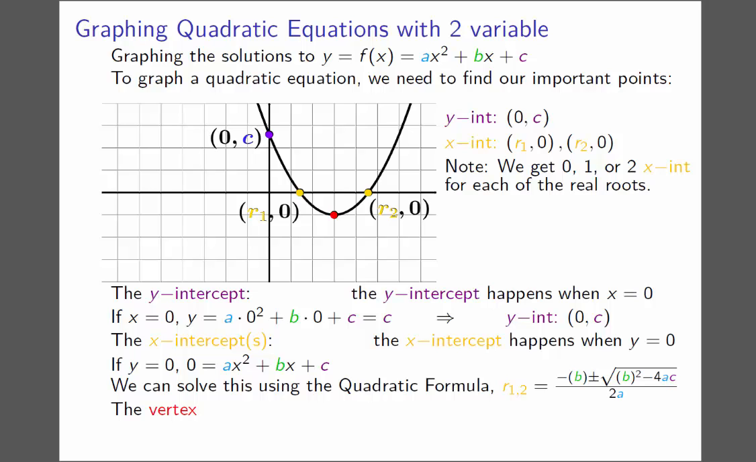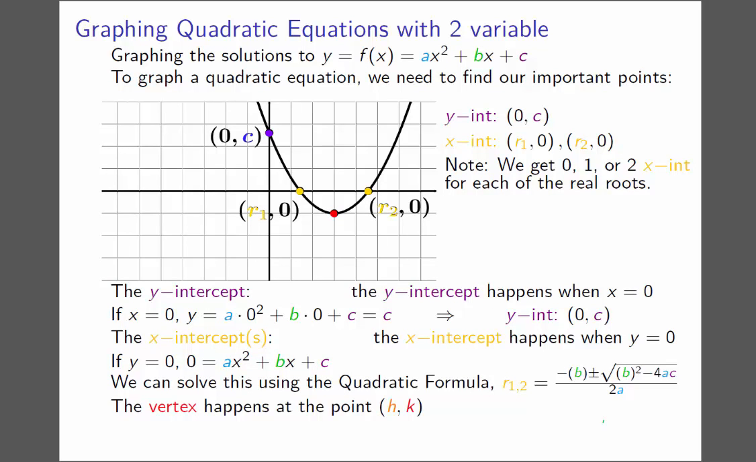Now what about the vertex? The vertex happens at the point h, k. But how do we find the values of h, k when it's not given in that form? Well, we saw that when we built the quadratic formula, h equals negative b over 2a. We didn't have much use for that then, but now we can use it as a quick way to find h. But what about k?